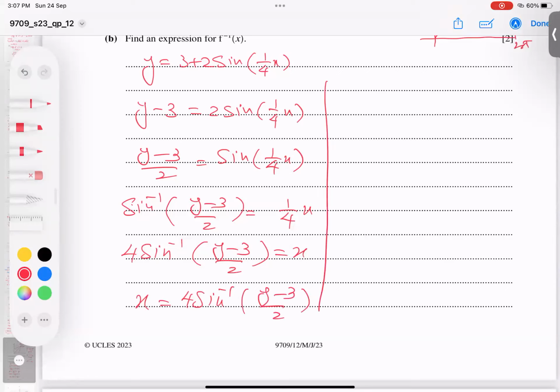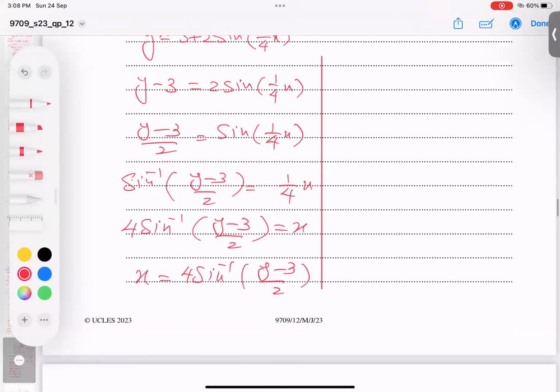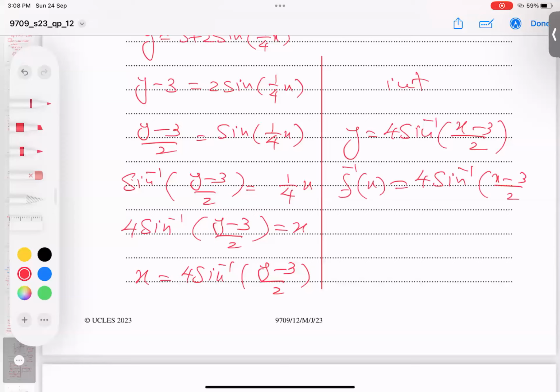Now I'm writing the interchange. Interchange means x becomes y and y becomes x, and I'm going to finalize my answer. Sine inverse y is x minus 3 over 2. And now this is called f inverse. So Alhamdulillah. So f inverse is 4 times 2 sine inverse of x minus 3 by 2. So I hope the point is very, very clear and we have done it. So let's go for the next part.